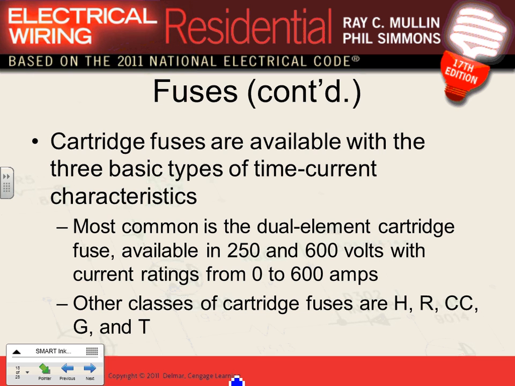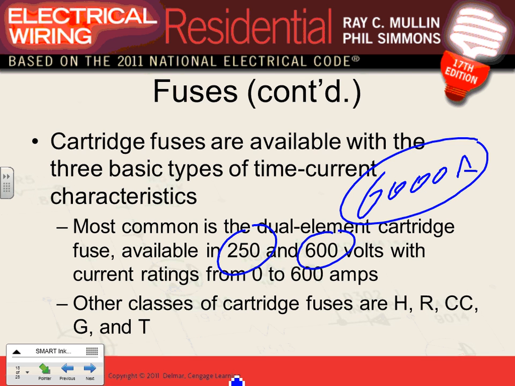These guys can go up to 600 volts. Or 250, 600 volts, you can get them up to 6,000 volts, 6,000 amps. So I just want you to understand, these are what you're basically looking at if you're going into major equipment. There are different classes. We'll talk about the classes, guys, as we go.